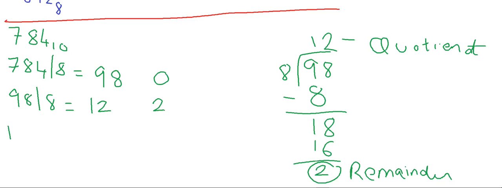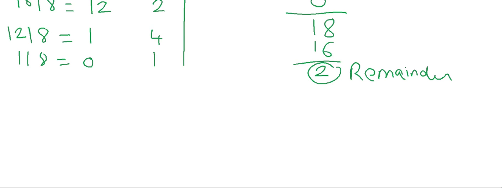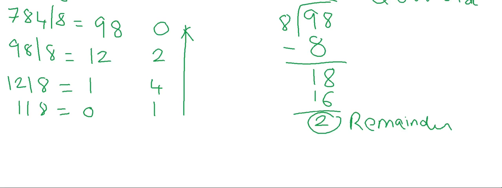So 12, if you divide by 8, 8 times 1 is 8, and the remainder is 4. 1 if you divide by 8, 8 times 0 is 0, remainder is 1. And if you go bottom up, you will get the octal representation, which is 1420. This is the octal representation of 784.